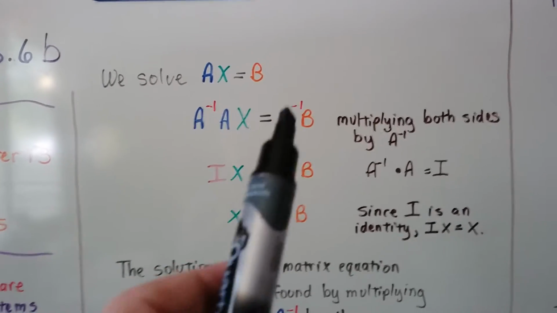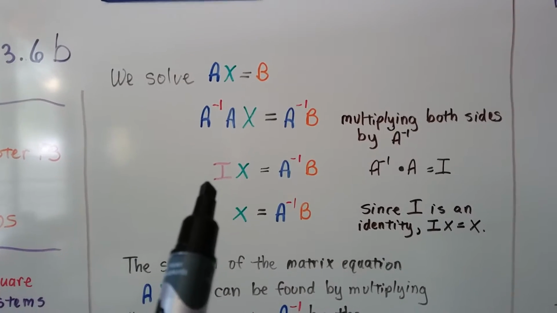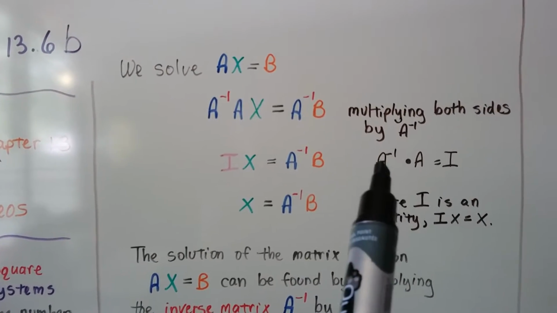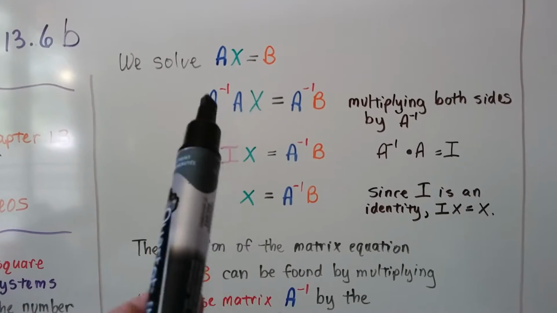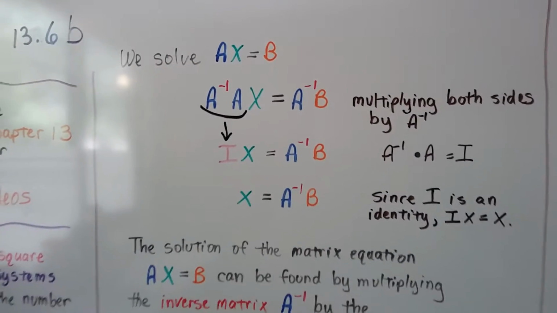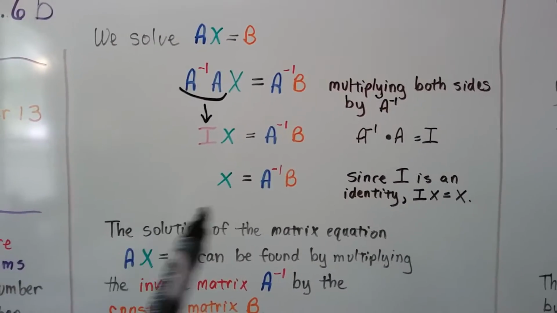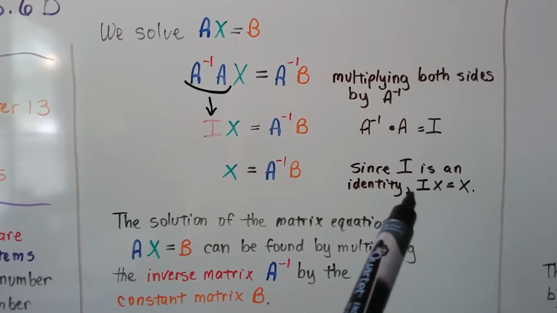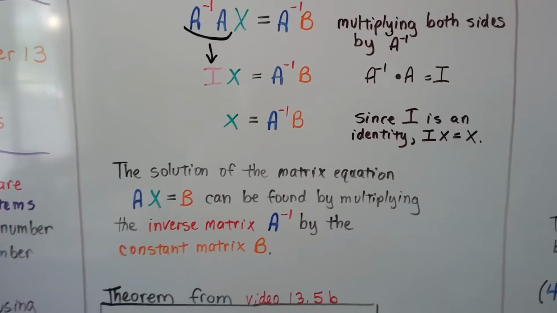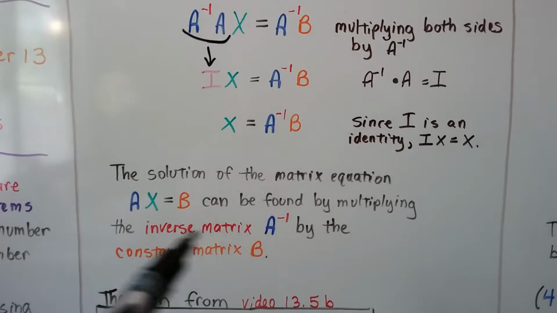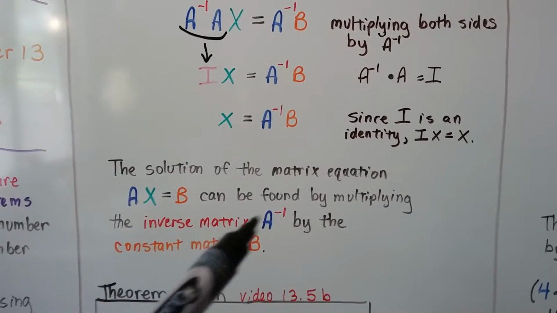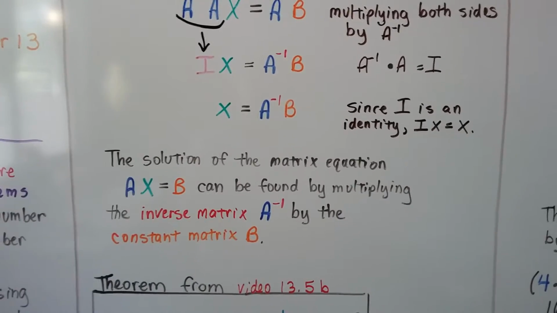We can multiply both sides by the inverse of A, and that's going to get us an identity times X equals the inverse of A times B. This inverse of A times A is going to give us an identity. And since the identity is I, we can do I times X equals X. And the solution of the matrix equation AX equals B can be found by multiplying the inverse matrix, that's this A with the little -1 exponent, the inverse of A, by the constant matrix B.